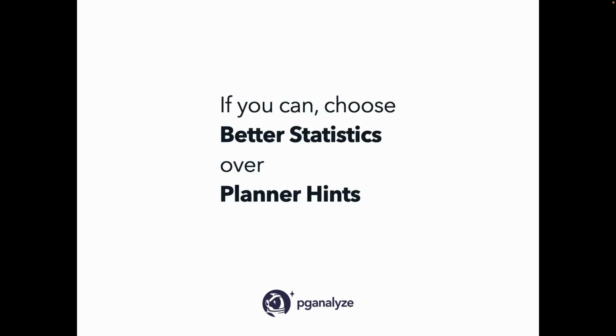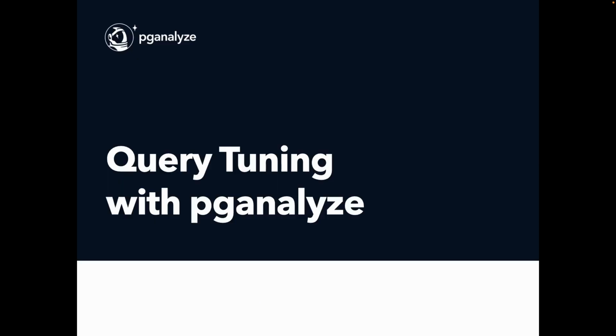Also, if you can, please choose better statistics, like inform Postgres on what to do better. Don't use planner hints in production if you can avoid it. You can, however, with pg_hint_plan, or Aurora Query Plan Management here on Aurora.